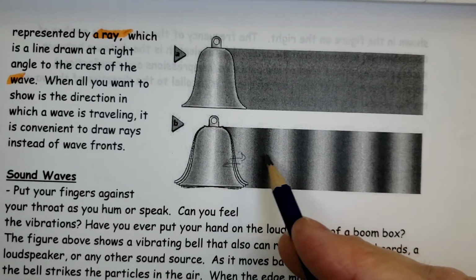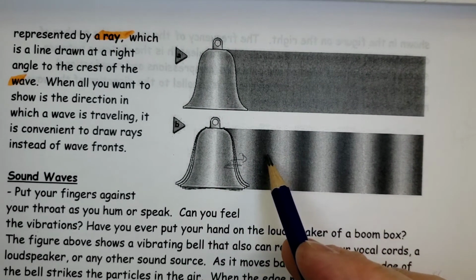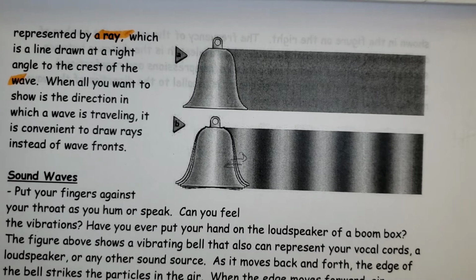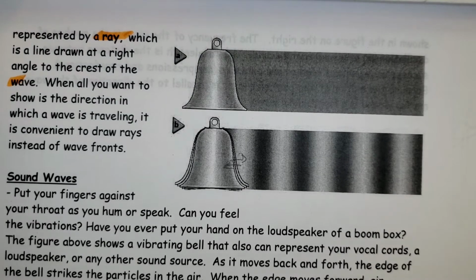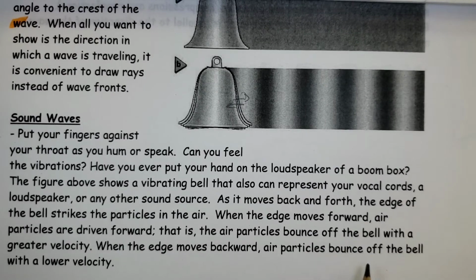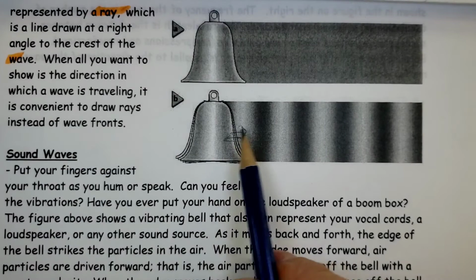So these light and dark regions here can represent compressions and rarefactions, or you can relate it to transverse waves: crests and troughs. Transverse waves are made up of highs and lows, crests and troughs. Longitudinal waves, compressions and expansions. So when the edge moves forward, air particles are driven forward. That is, the air particles bounce off the bell with greater velocity. When the edge moves backwards, the air particles bounce off the bell with lower velocity.